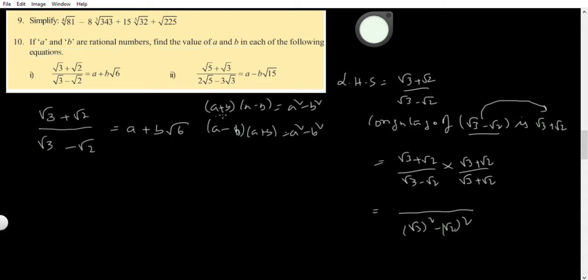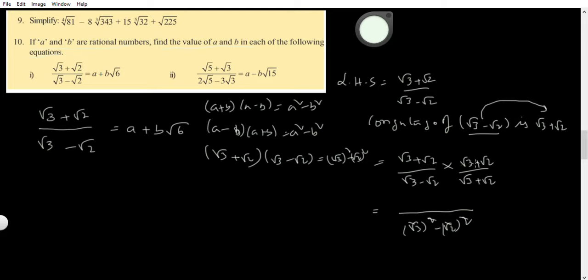In place of a I took root 3, and in place of b I took root 2. Just compare with a and b and write it in the formula, that is root 3 whole square minus root 2 whole square. That's all. Square and square root get cancelled. Okay, now coming to the numerator.